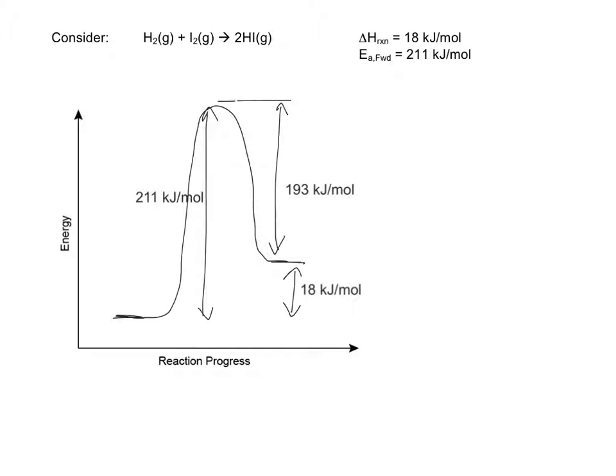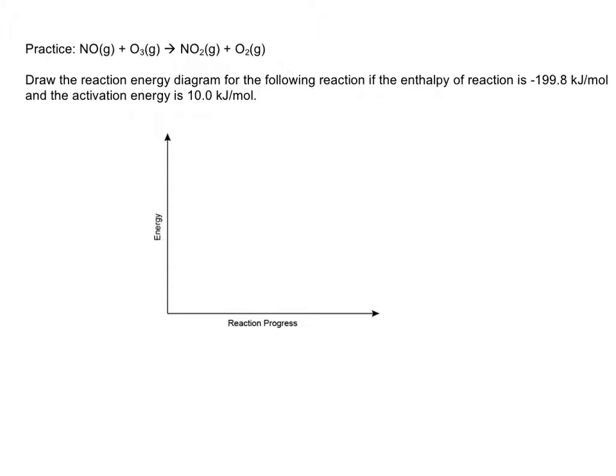Okay, so this is how you would draw an energy level diagram given that information. This is something you're almost definitely going to see, at least on this unit test, but highly likely on the AP test as well. Right, now draw the reaction energy diagram for the following reaction. If the enthalpy of reaction is negative 199.8 and the activation energy is 10. So I'm going to ask you to pause it here, draw the reaction energy diagram, and then replay, and I'll go over the answer and hopefully they agree.